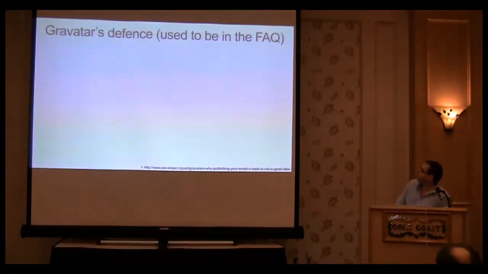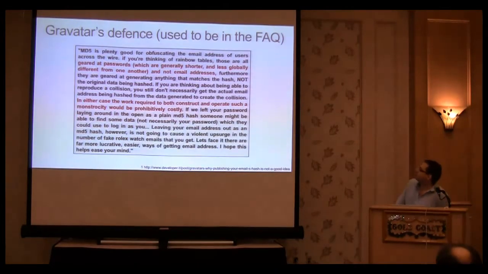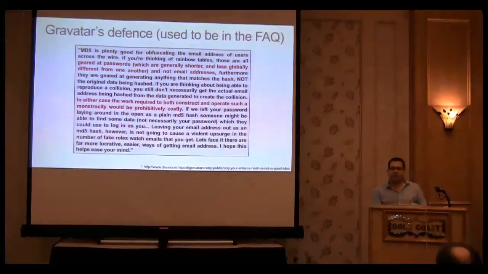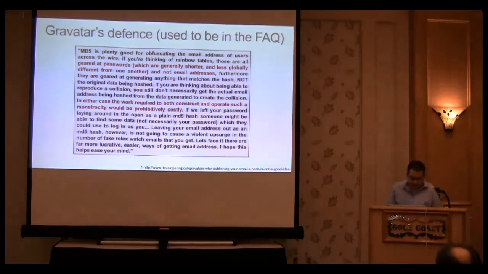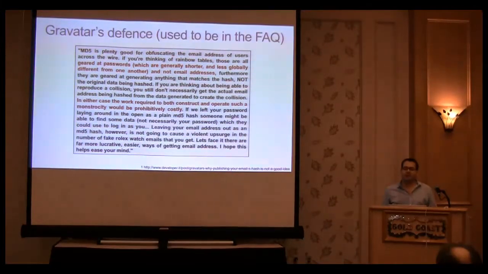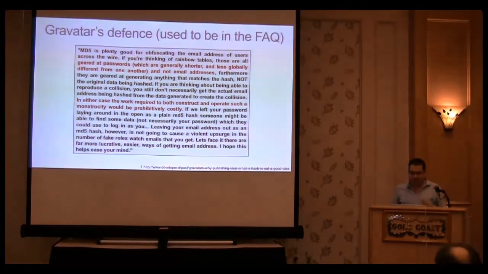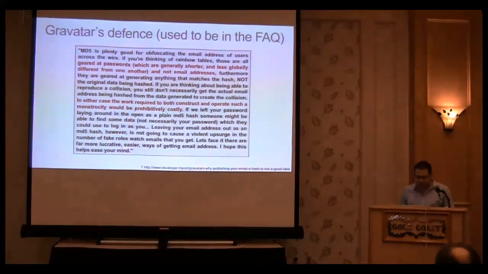That's exactly what Gravatar said. They had that in their FAQ, but I think they removed it. You can still find it in a thread on Stack Overflow. They say that rainbow tables and this password cracking stuff is geared at passwords, which are generally shorter and less globally different from one another than email addresses. I don't really believe that, but they say that. And to brute force disambiguate the email addresses, it would require constructing and operating a monstrosity that would be prohibitively costly. That's what Gravatar said.